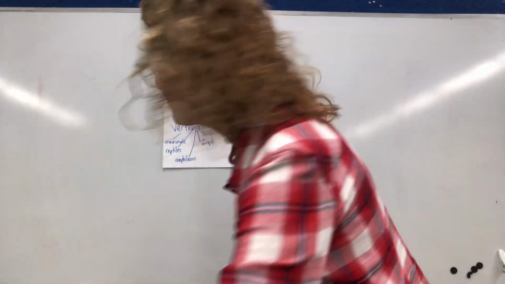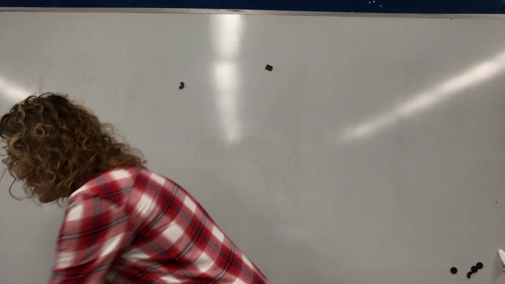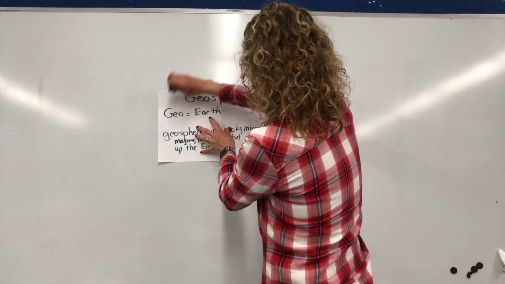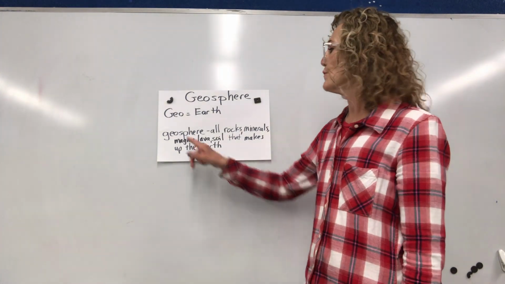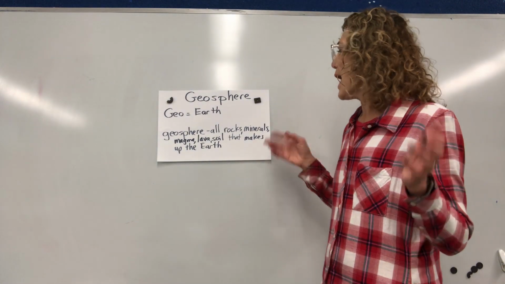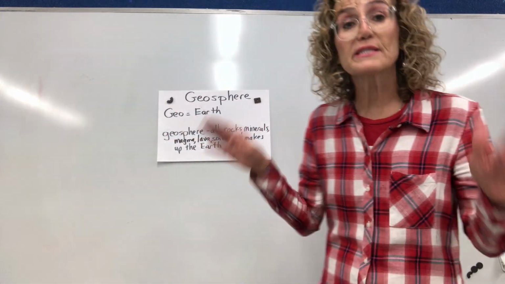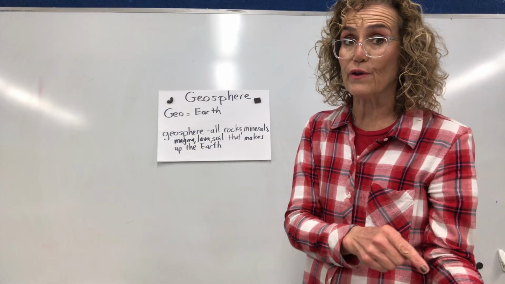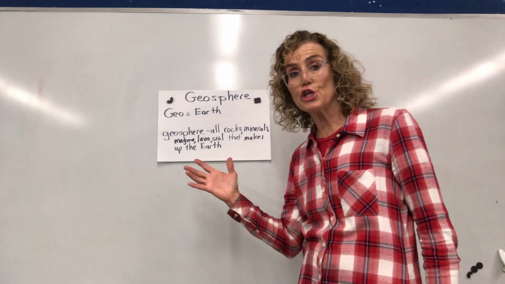Okay, the next section that we're going to talk about is the geosphere. As you guys know, one of my favorites because I am a geologist. Okay, the geosphere. Geo means earth. So the geosphere is all the rocks, minerals, magma, lava, soil, everything that makes up the earth, right? So no living things. If it's living, it's not part of the geosphere. If it's rocks, it's not part of the biosphere. So today we're really talking about two spheres, biosphere, geosphere.